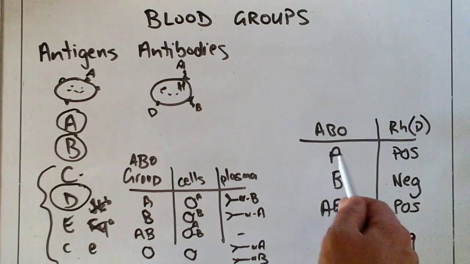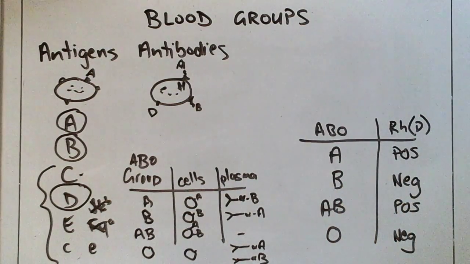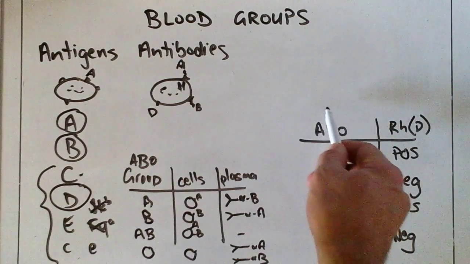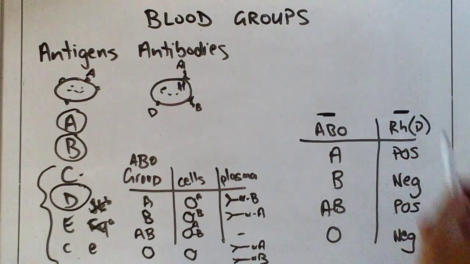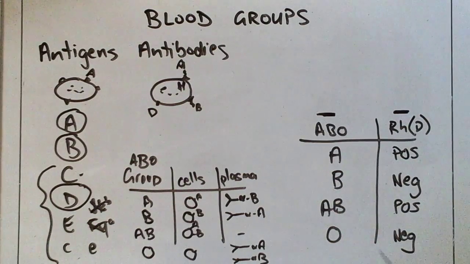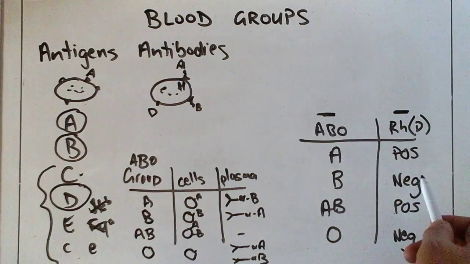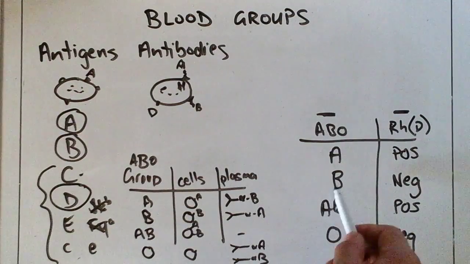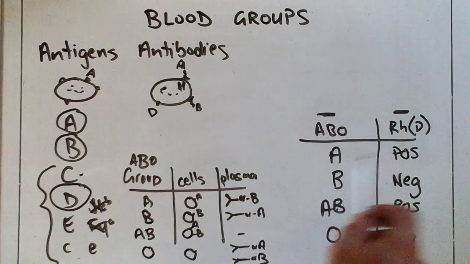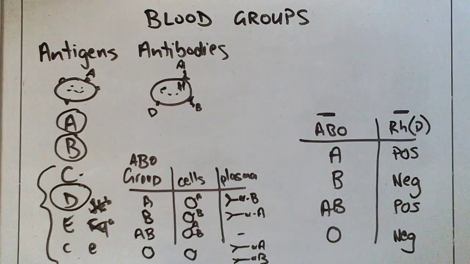When we talk about someone being A positive, then they are group A under this blood group system, and they are positive for the D group. If someone is B negative, then they're group B, and they're also negative for the D. So of course you could be B positive or you could be B negative, depending on whether or not you have the D blood group.